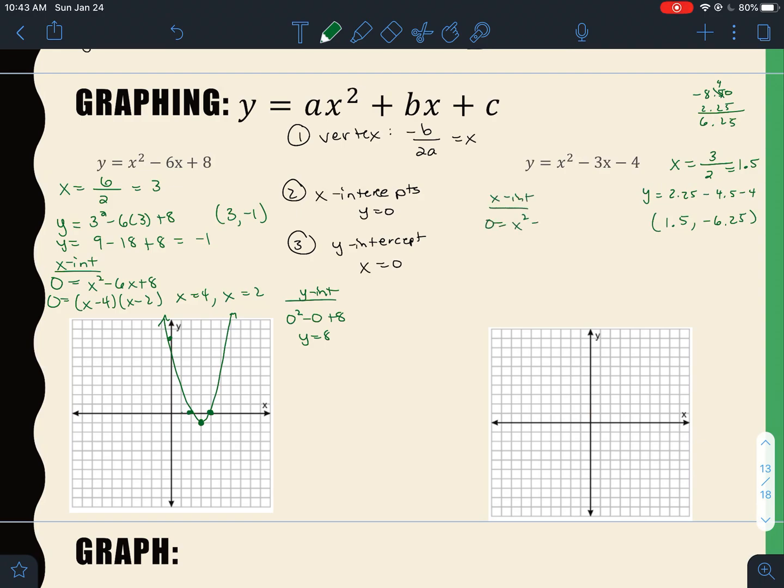My x-intercepts, let's see if this factors. So 0 equals x squared minus 3x minus 4. It does. So it would be x minus 4, x plus 1. So my two x-intercepts are going to be at 4 and -1. And then my vertex is at 1.5, 6.25. And then the y-intercept, plug in 0 for all of the x's, and you would get 0 squared minus 0 minus 4. So my y-intercept is at -4.